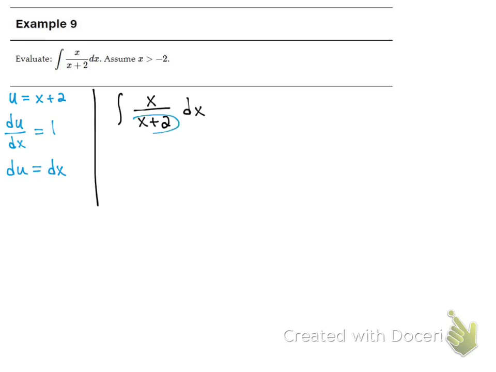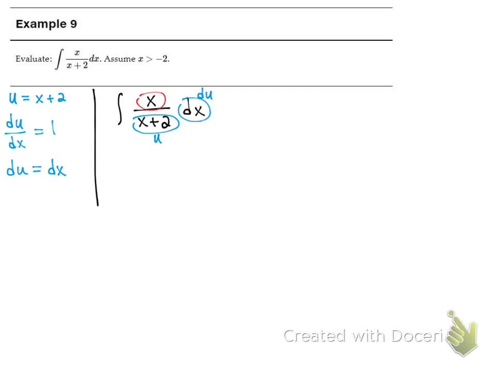So let's look at our integral. We know that x plus 2 is equal to u. So that part's taken care of. We know that dx is equal to du. So that part's taken care of. But we still have this x sitting here. Remember, when we use u substitution, all the x's need to be replaced with something in terms of u, and all the dx's need to be replaced with something in terms of du. So we need to take care of that x.